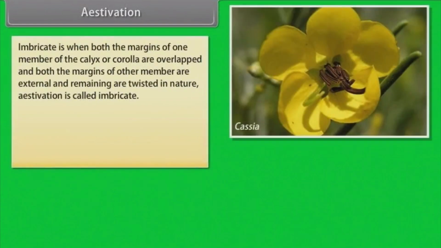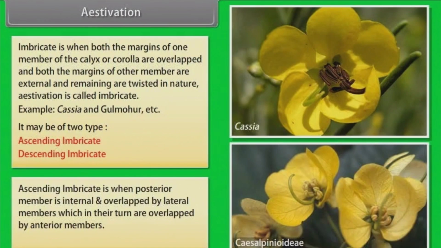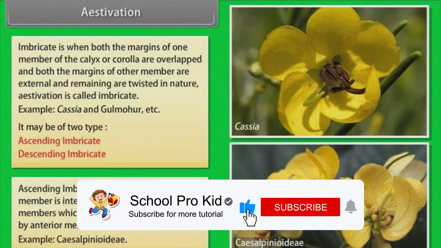Imbricate is when both the margins of one member of calyx or corolla are overlapped and both the margins of another member are external and the remaining are twisted in nature. Estivation is called imbricate. Example, cassia, gulmohar, etc. It may be of 2 types: ascending imbricate, descending imbricate. Ascending imbricate is when the posterior member is internal and overlapped by lateral members, which in their turn are overlapped by anterior members. Example, Cassia pinnoides.